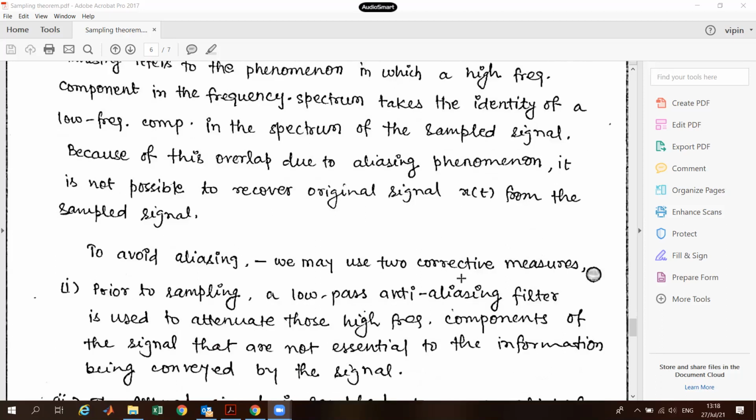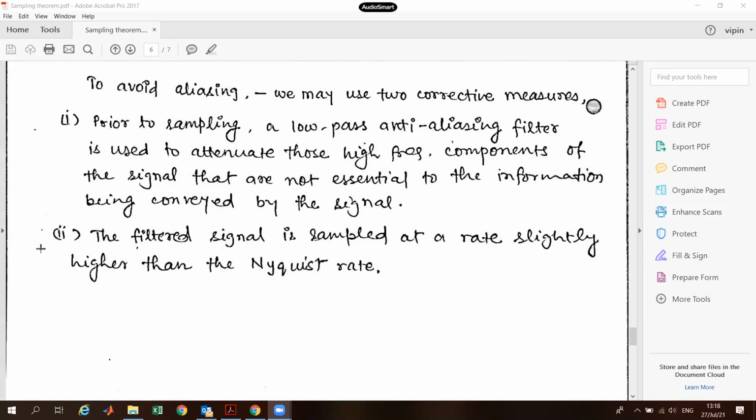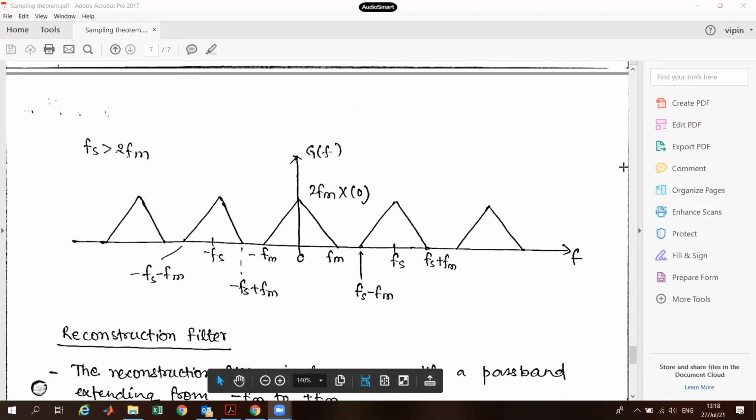To avoid aliasing, we may use two corrective measures. Prior to sampling, a low-pass anti-aliasing filter is used to attenuate those high-frequency components of the signal that are not essential to the information being conveyed by the signal. Second, the filtered signal is sampled at a rate slightly higher than the Nyquist rate. And this is the more convenient way, that you always sample the signal at a rate slightly higher than the Nyquist rate. So if fs is greater than 2fm, then the signals will be like this, and there is no overlapping, then you can easily recover any frequency component.